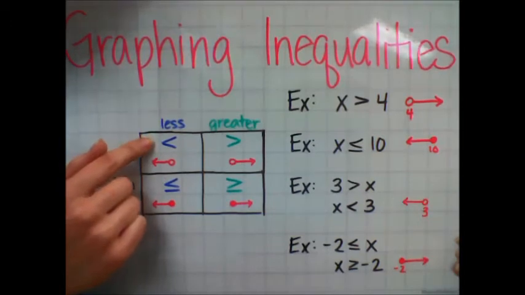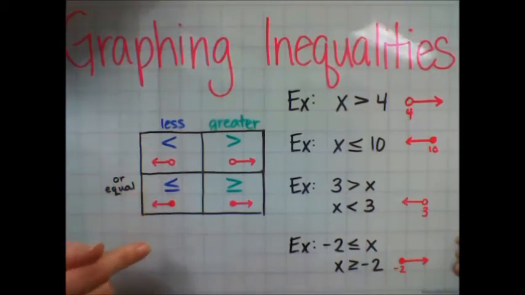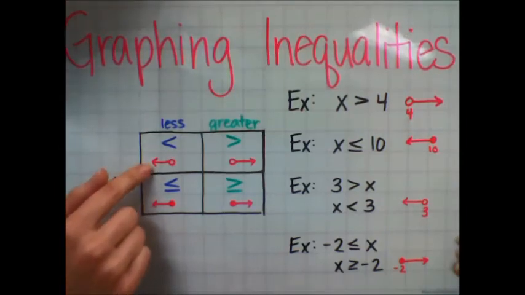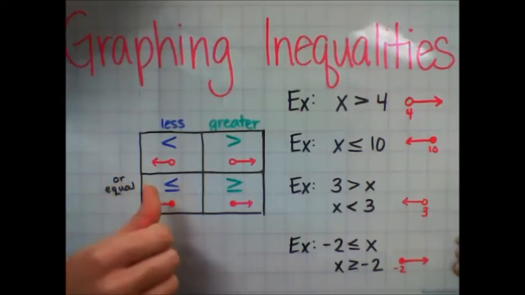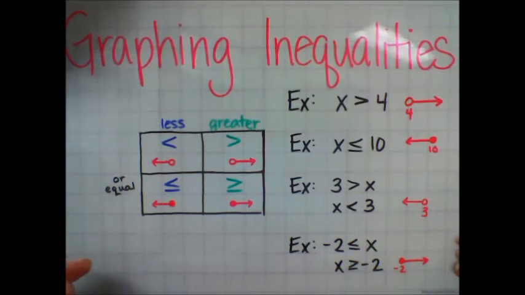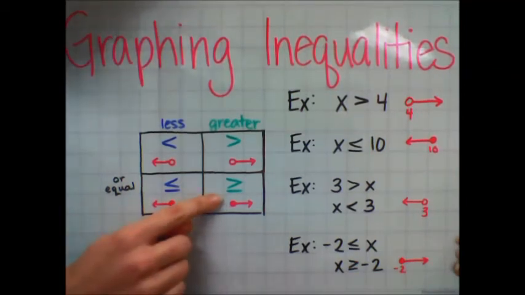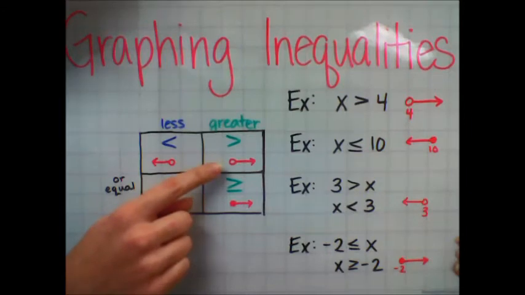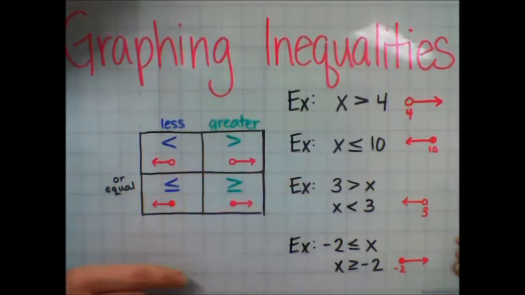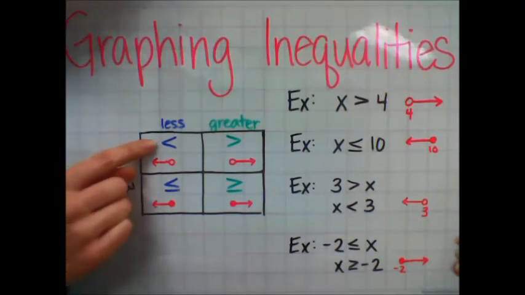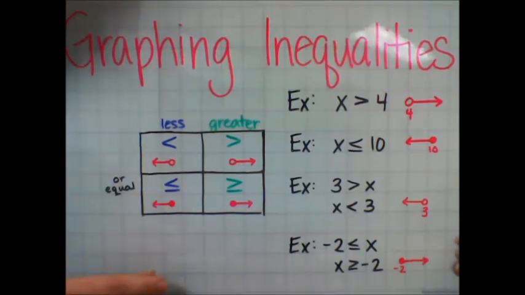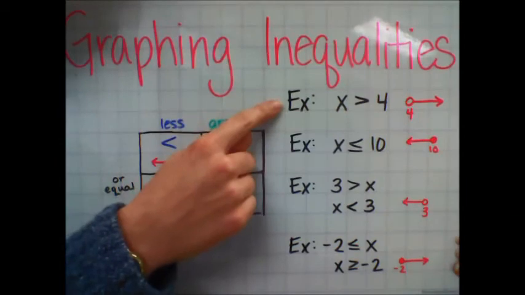If the variable is on the left, then we can assume that when it's less than, the arrow points in the negative direction, and when it's greater than, the arrow points in the positive direction, but only if the variable is on the left side. Let's look at some examples.